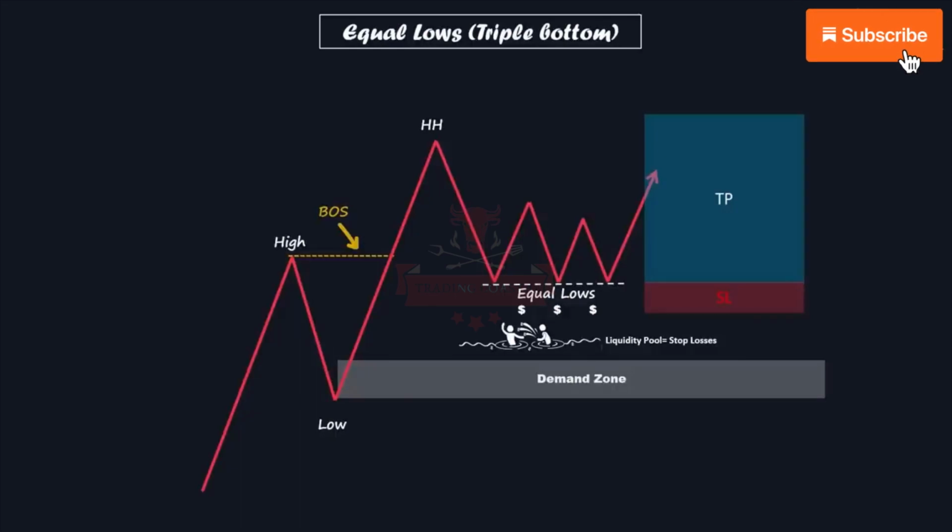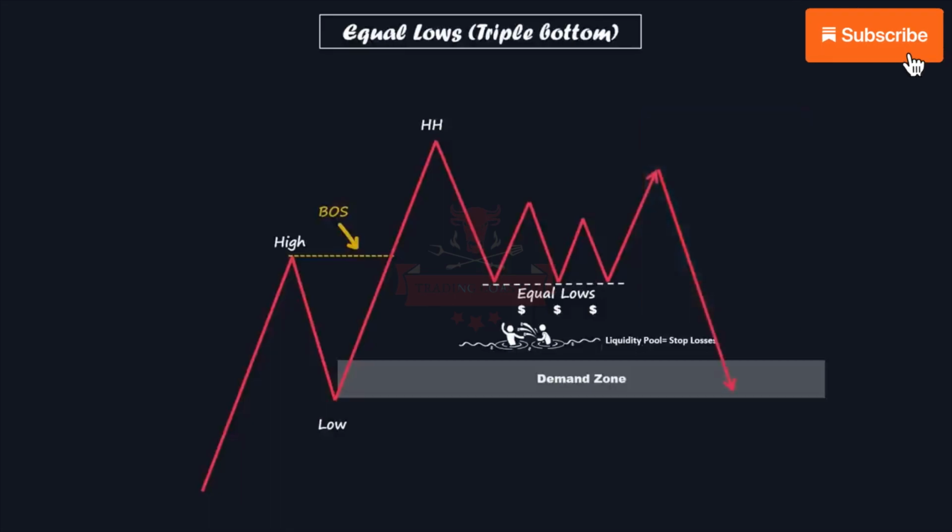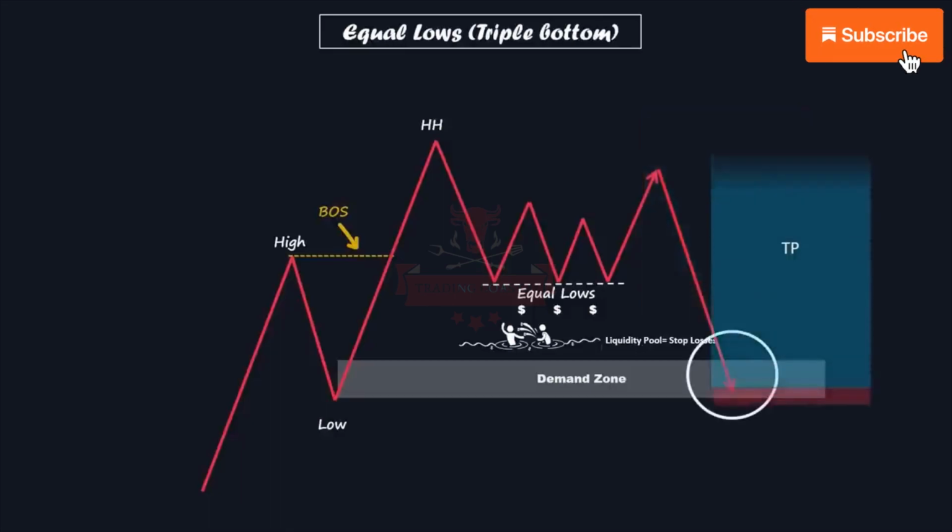Hence, when the liquidity pool, formed by the accumulation of numerous stop losses and pending orders, is cleared by the price, it signals an opportunity to consider entering a long position from the demand zone located below the liquidity pool. This is because there are no more stop losses left to be taken. Now let's move on to equal highs.